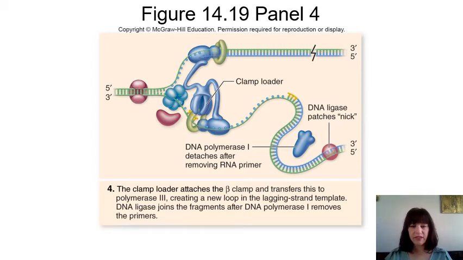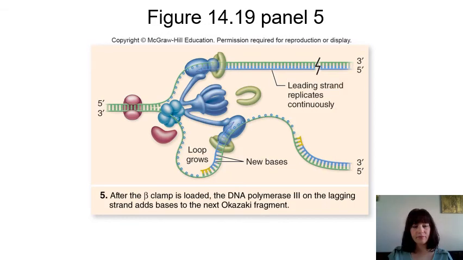Meanwhile, previously made DNA, the primer has been replaced with DNA. Remember, the primer is made out of RNA originally. And then the fragments are patched together with DNA ligase. And now we've got this DNA polymerase on the lagging strand in its new spot, and it can start synthesizing more DNA. Meanwhile, the gyrase, don't forget, has been working to prevent supercoiling as this DNA duplex has been pulled apart.